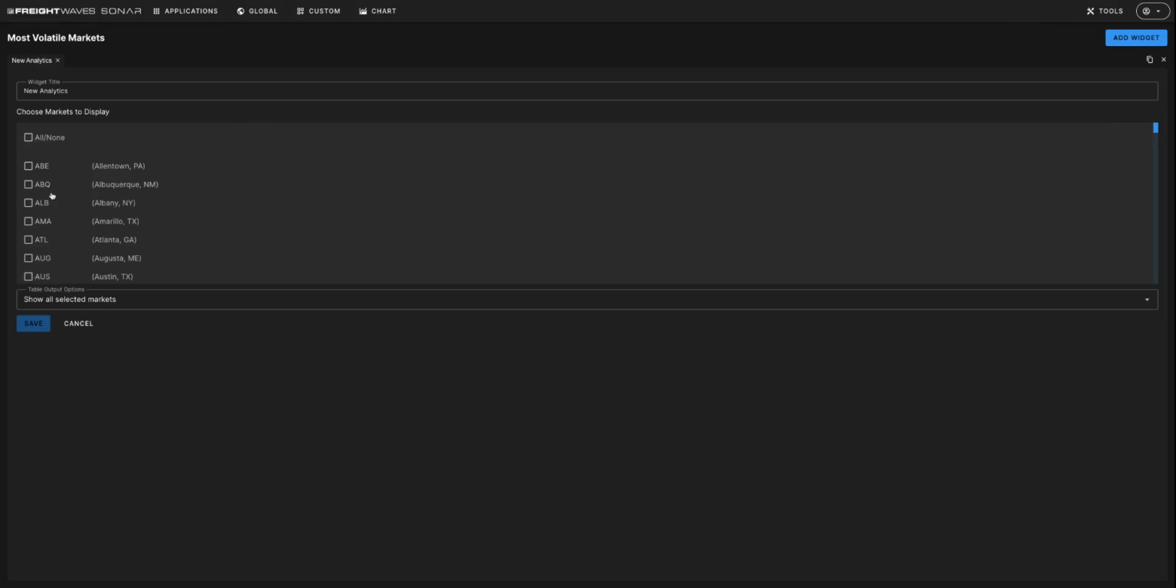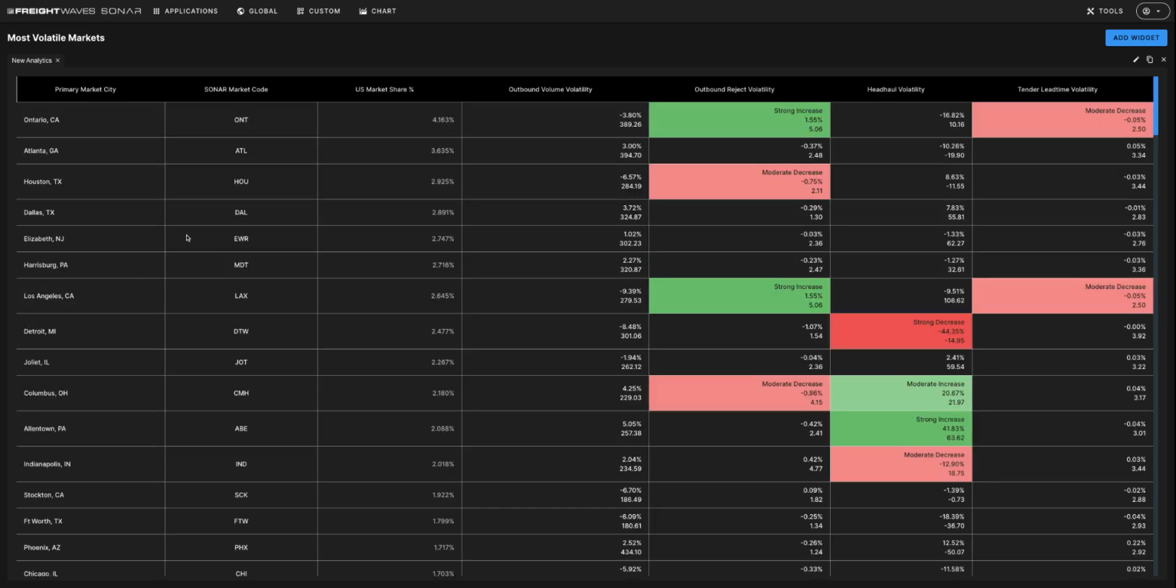None of the markets will be selected, so you can click this box and select all of the below markets, or you can keep it unselected and only select markets that matter to you. It's up to your preference. And then from there, you'll click Save. It will populate and show you all of our available markets and what their current volume, rejection, head haul, and tender lead time volatilities are.